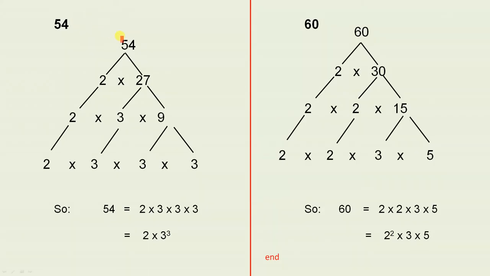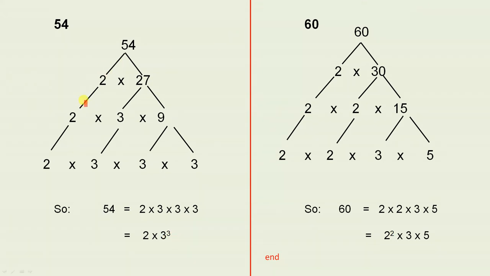54. So we put 54 there. 54 is 2 times 27. We continue that 2 down there. 27 is 3 times 9. We continue that 3 down there. 9 equals 3 times 3. So we have 2 times 3 times 3 times 3. So 54 equals 2 times 3 times 3 times 3, which is 2 times 3 cubed. And notice 2 and 3 are prime numbers.